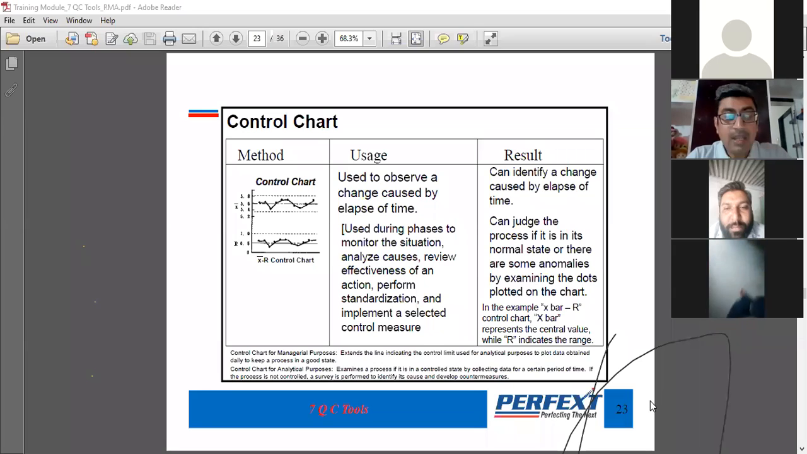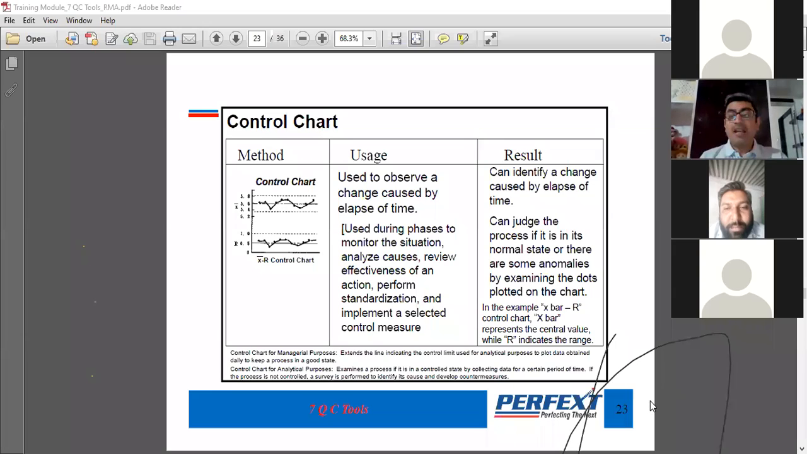So this way we can analyze the cause. This tool is called a process tool, near to the process, as well as a tool which can be used by the manager sitting at the office. So we can standardize the process and we can implement the countermeasures. So this can identify the change cause of emphasis over time, can judge the process and its normal performance and behavior. So in the X bar R chart, X bar is the representation of the center value, and the R indicates the range value.